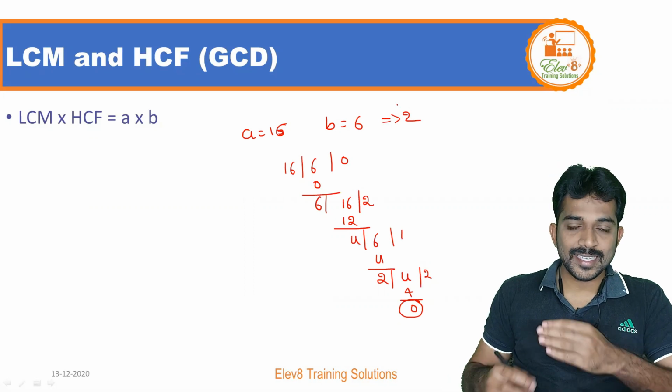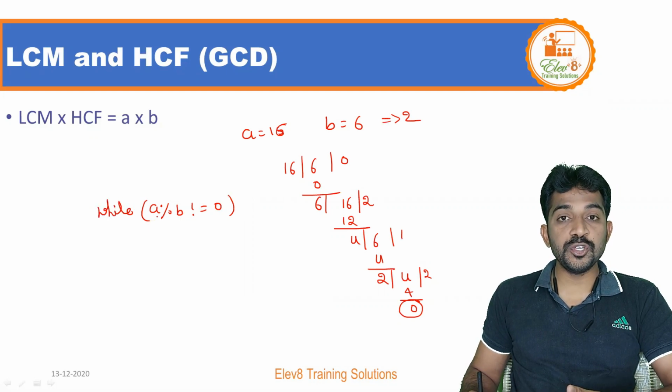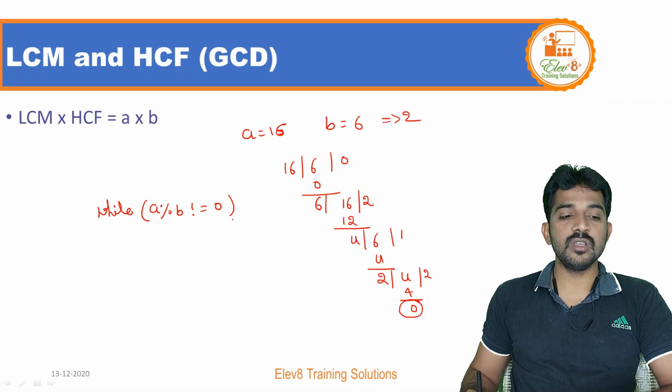How to develop the algorithm? Simply you can write an algorithm: while A modulo division B is not equal to 0, you need to repeat the process. If it is not, what you need to do? You have to swap the values. For that purpose, see, this value 16 is there. So the A value and B, right?